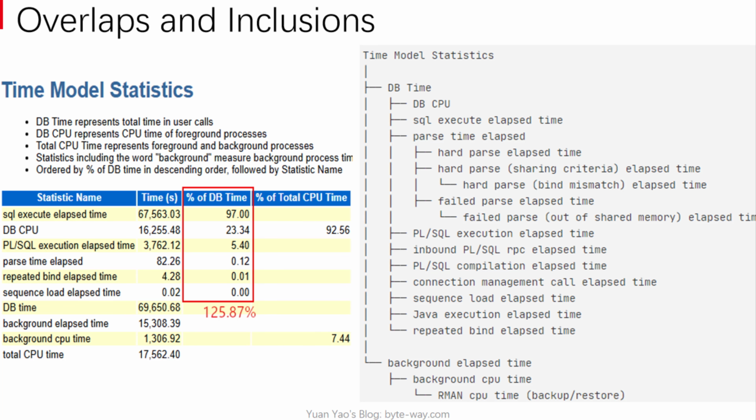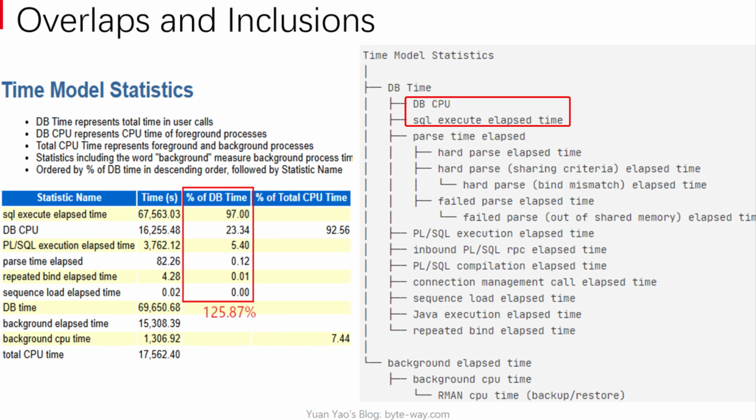It's worth noting that these statistics aren't mutually exclusive. Many of them overlap or include one another. On the left, the tree diagram shows how these main statistics are organized in a hierarchical structure.